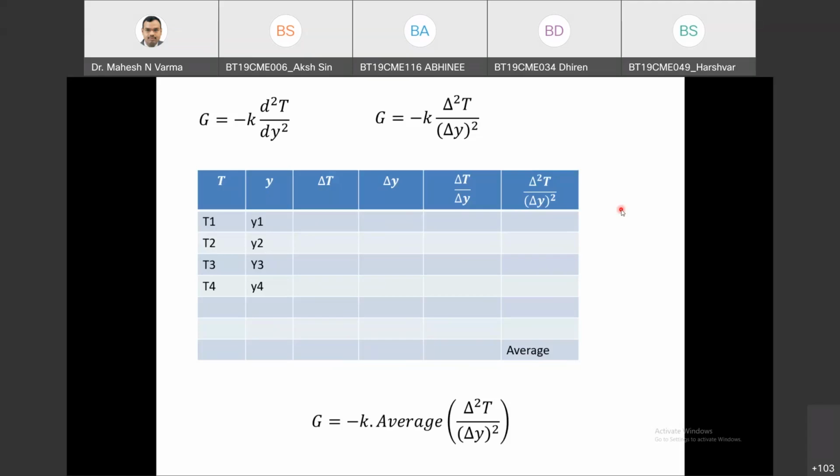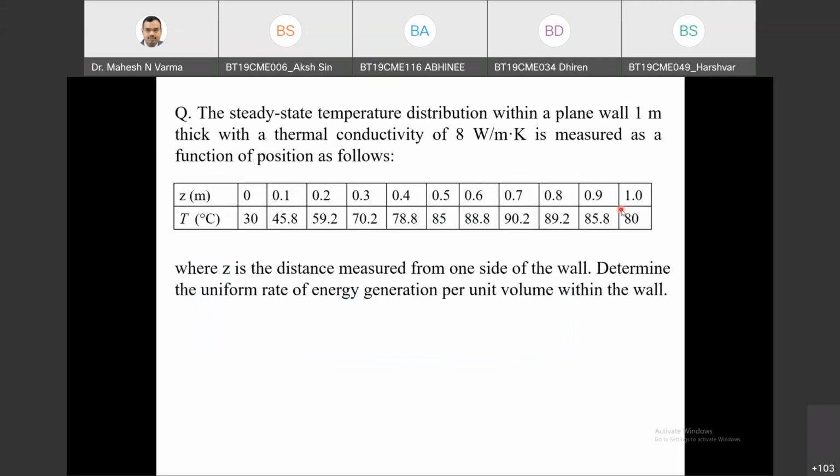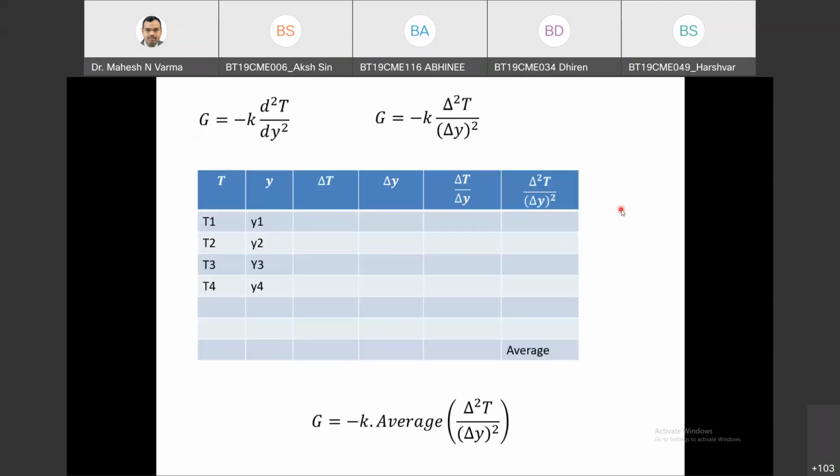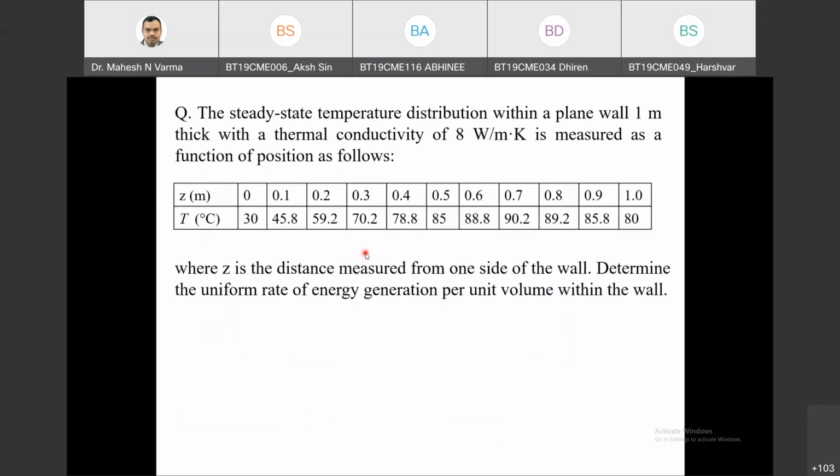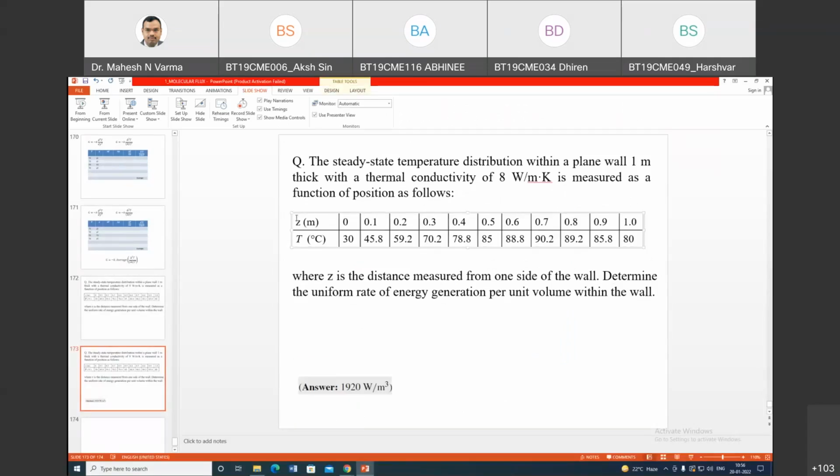So K, it's coming 2.4. Let me see. These are the values. Okay, I don't have the values actually. The value is 1920 watt per meter cube. Is anybody getting these values?